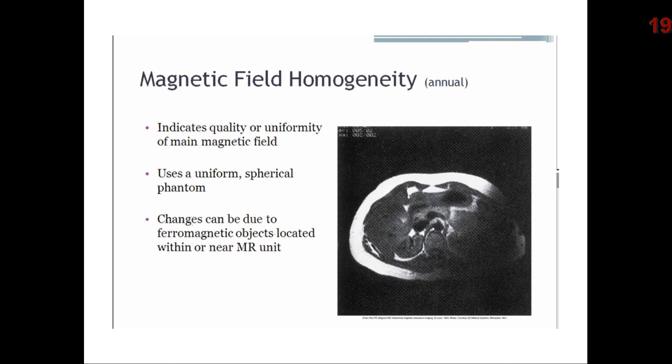The homogeneity of the MRI system magnetic field is an indication of the quality or uniformity of its field. Poor homogeneity can produce decreased image quality and artifacts. Changes in the homogeneity of the scanner can be due to ferromagnetic objects located inside the bore of the magnet and external ferromagnetic objects that may be close to the magnetic field. Magnetic inhomogeneities can sometimes be improved with gradient adjustment or shimming.